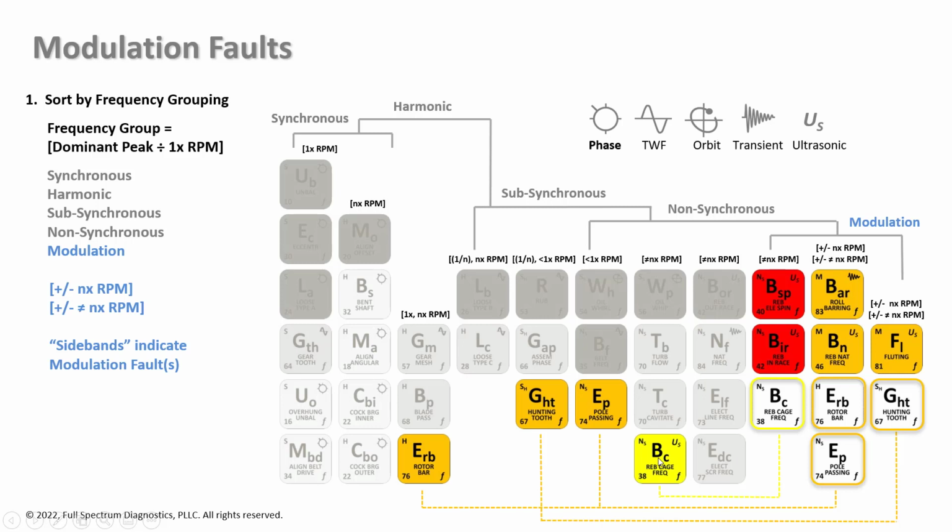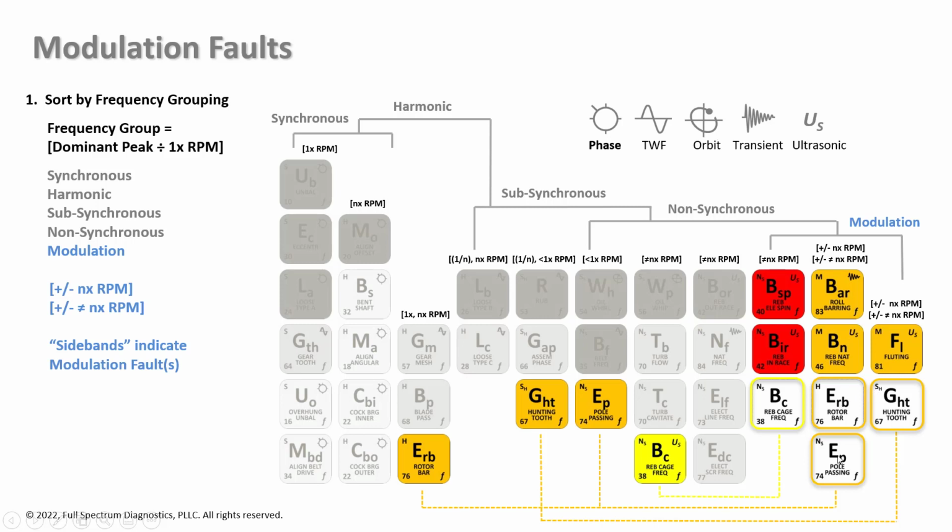So it's a non-synchronous peak, but it's a modulation problem. Especially if it's sidebands at cage frequency. We have an electrical pole pass frequency, and that can show up as pole pass modulation. So there's a fault and a modulation fault. Here's a fault in a bearing and a modulation fault as well.